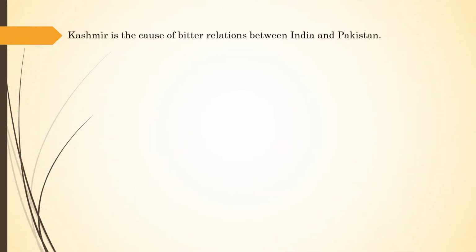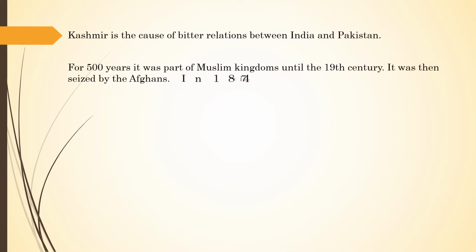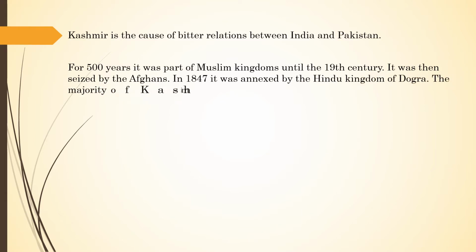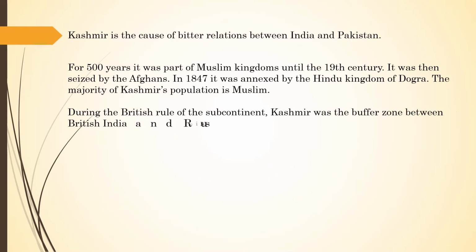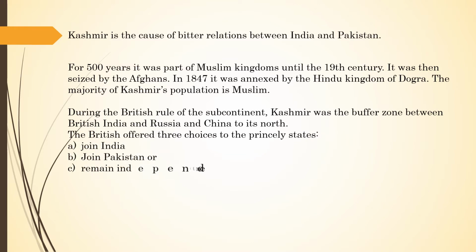Kashmir is the cause of bitter relations between India and Pakistan. For 500 years, it was part of a Muslim kingdom until the 19th century. It was then seized by the Afghans. In 1847, it was annexed by the Hindu kingdom of Dogra. The majority of Kashmir's population is Muslim. During the British rule of the subcontinent, Kashmir was the buffer zone between British India and Russia and China to its north. The British offered three choices to the princely states: number 1, join India; number 2, join Pakistan; or number 3, which is hardly possible, remain independent.